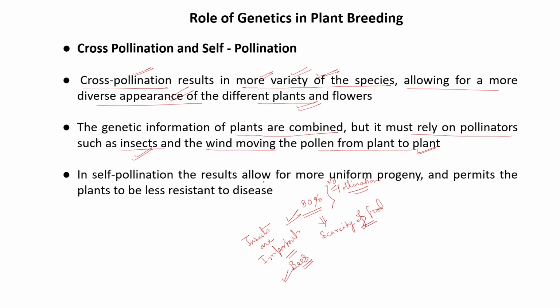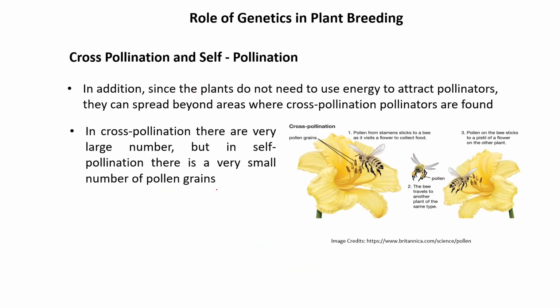In self-pollination, the results allow for more uniform progeny, and permit the plants to be less resistant to disease. In addition, since the plants do not need to use energy to attract pollinators, they can spread beyond areas where the pollinators are found. So here we can see the cross-pollination.